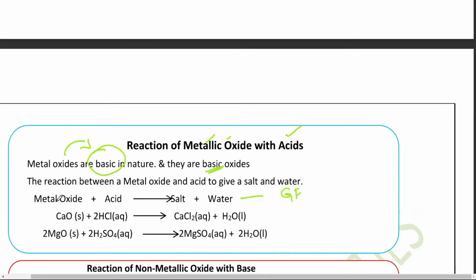This is a general formula which you need to remember. Metal oxide plus acid will give you salt plus water. Example, calcium oxide plus hydrochloric acid will give you calcium chloride plus water. In the same way, magnesium oxide plus sulfuric acid will give you magnesium sulfate plus water. Again, these are the salts. Clear? So metal oxide, whenever it combines with the acid, it will give you salt plus water.